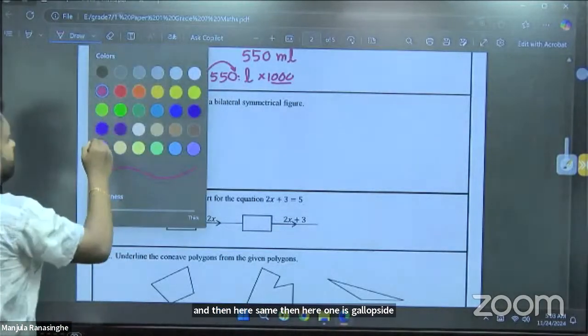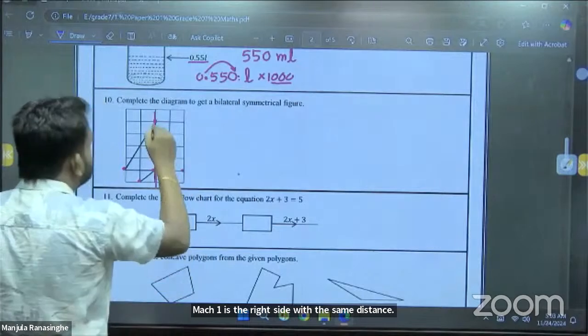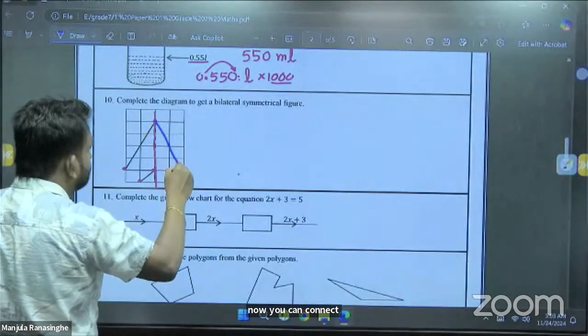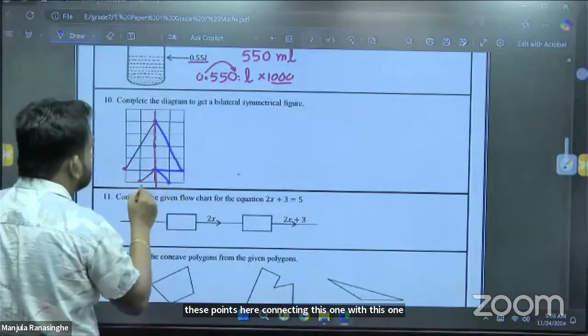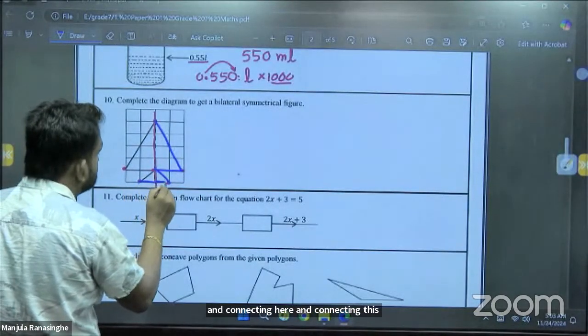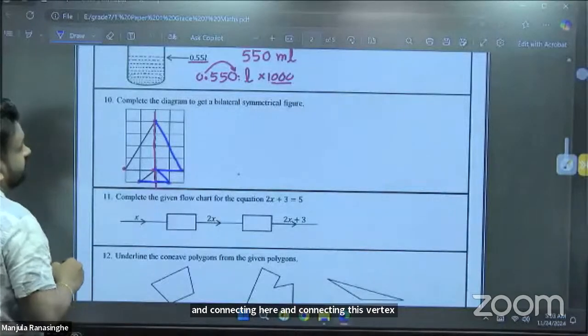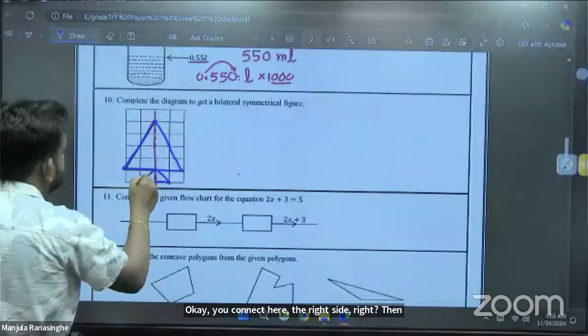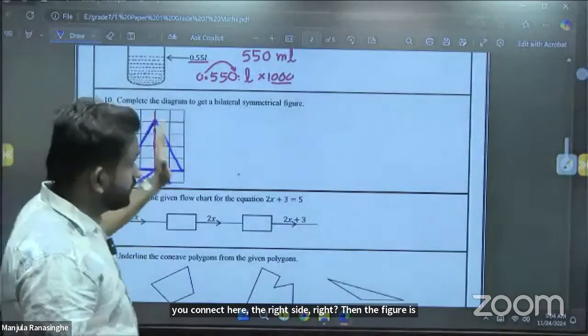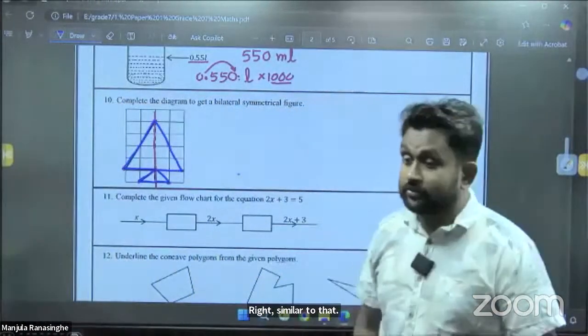Now you can connect these points. Connect this one with this, and connect here, and connect this vertex, and come in here. Then you connect here, the right side. Then the figure is similar to that. Complete the right side of the plane figure.